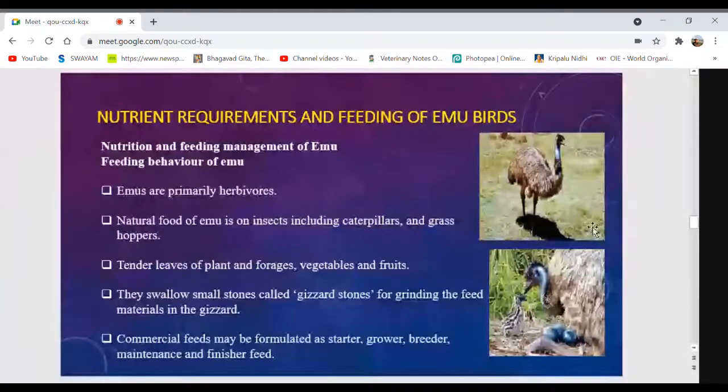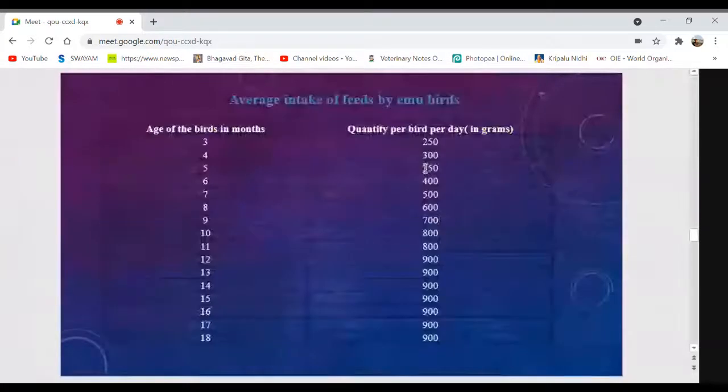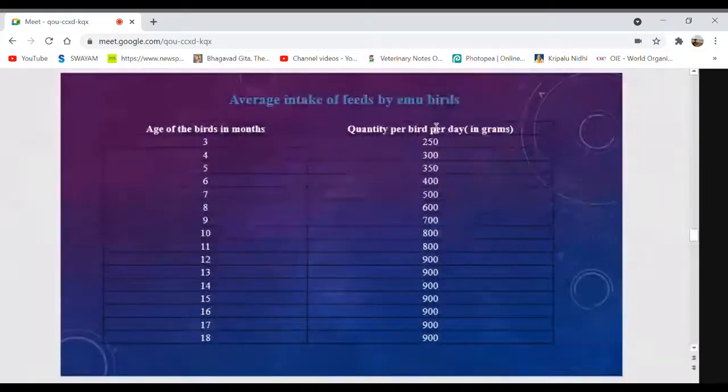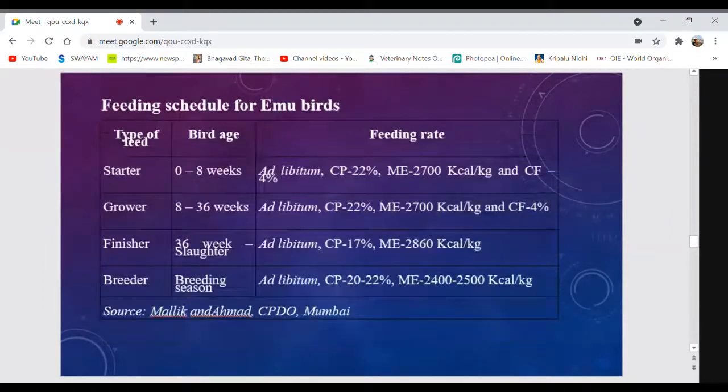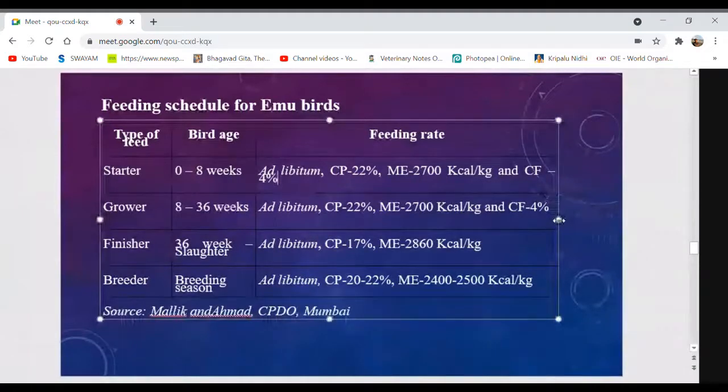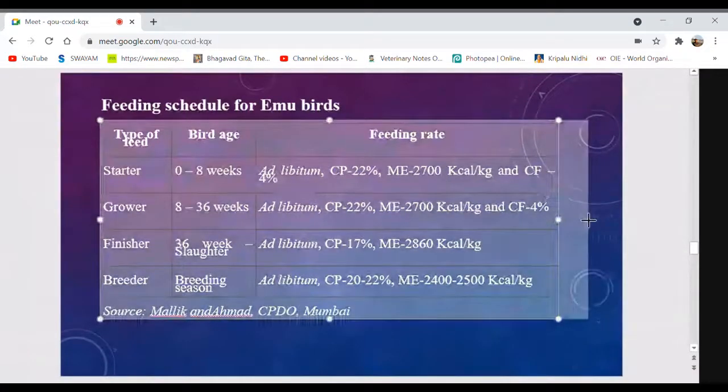It's a very huge egg. Price is very high, and feed intake is more. Because of that, the price of meat and eggs is very high. But people want it, and this is the feeding schedule we can follow.